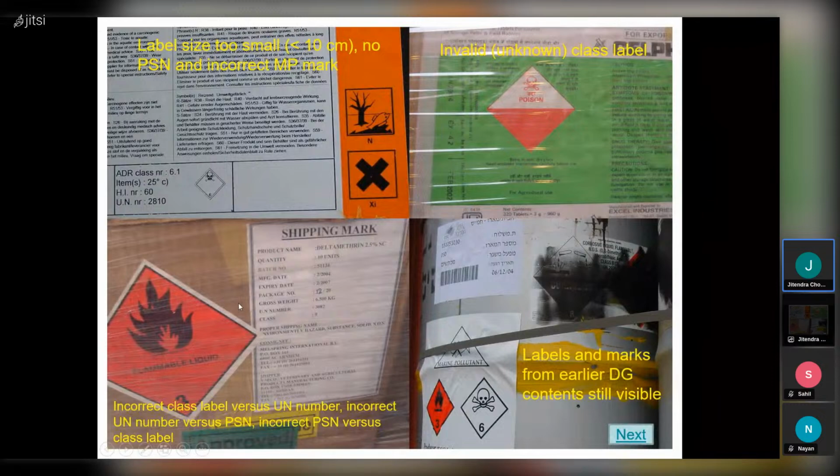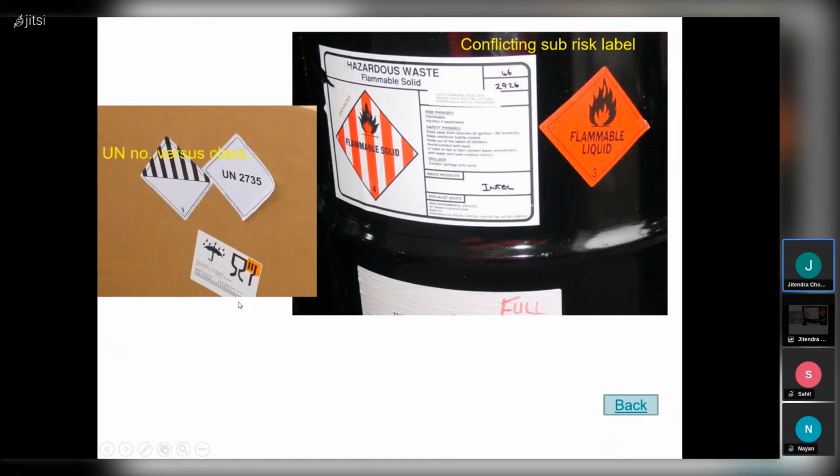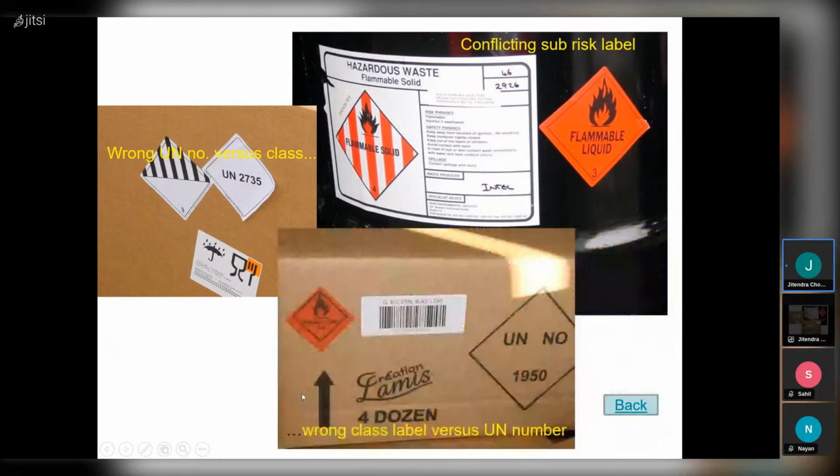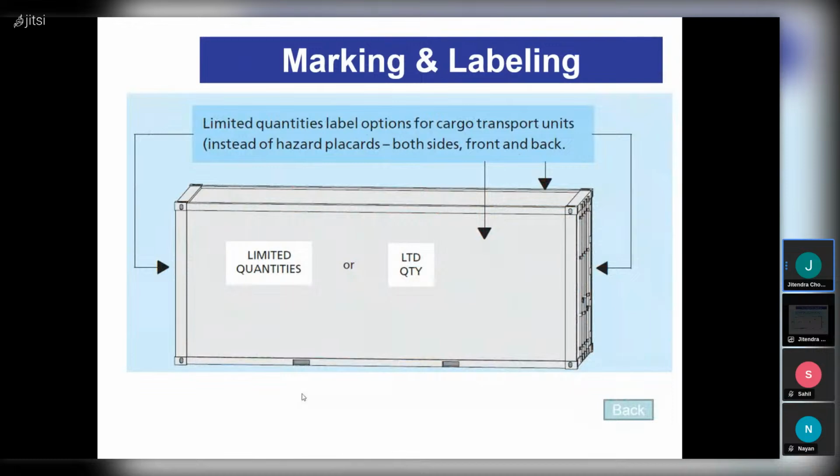So flammable solids, this is the type of mark. Wrong UN numbers are used, wrong marking, wrong labeling, wrong placarding. Container number or owner's name is wrong. Then if it is limited, it is written limited quantity, whatever quantity size is written, that only you can put inside, but you have to make sure you secure it properly.